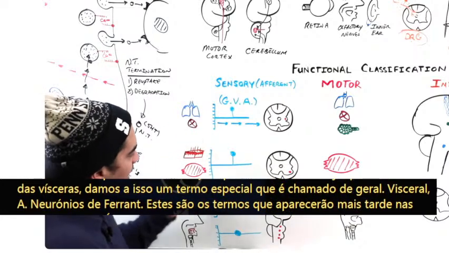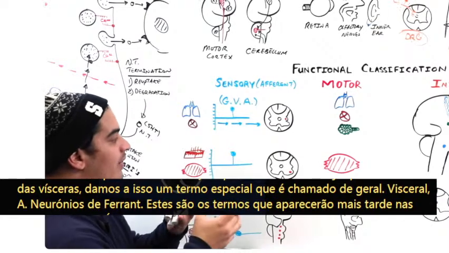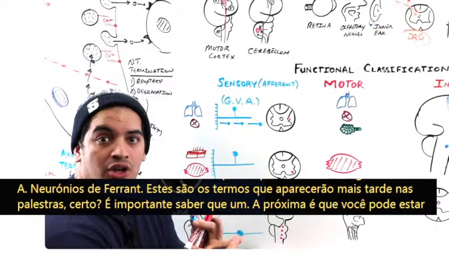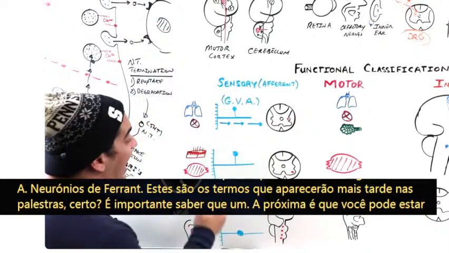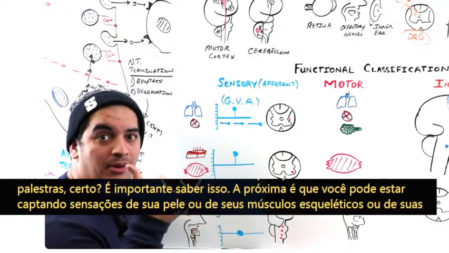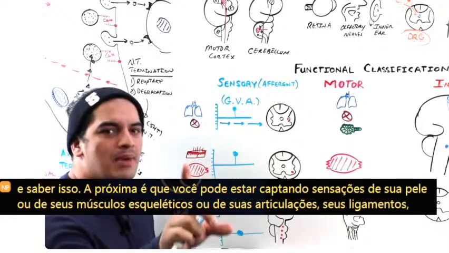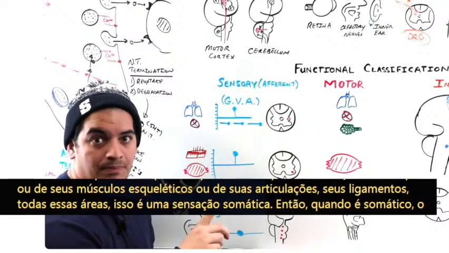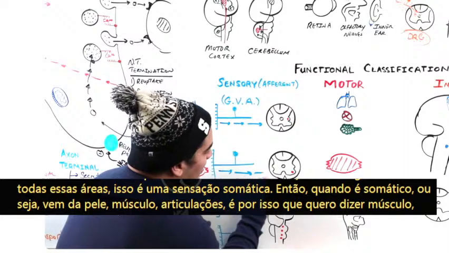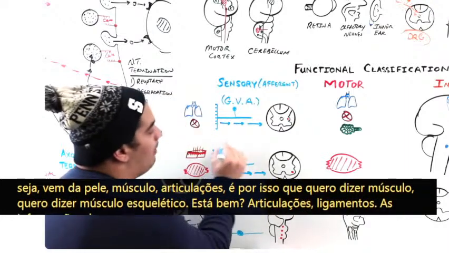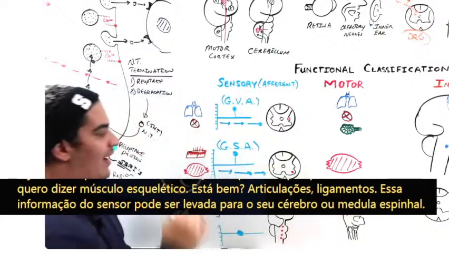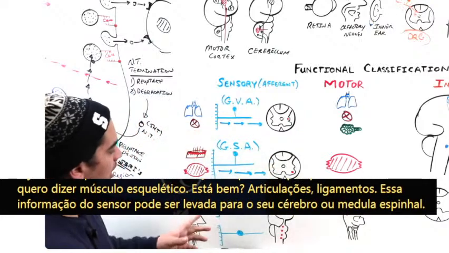The next one is you could be picking up sensations from your skin or from your skeletal muscles or from your joints, your ligaments, all of those areas. This is somatic sensation. So when it's somatic, meaning it's coming from skin, muscle, joints. When I say muscle, I mean skeletal muscle, okay? Joints, ligaments. That sensory information can be taken to your brain or spinal cord, but that is called general somatic afferent fibers.